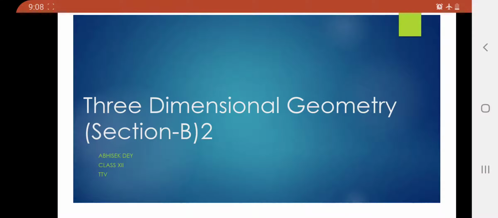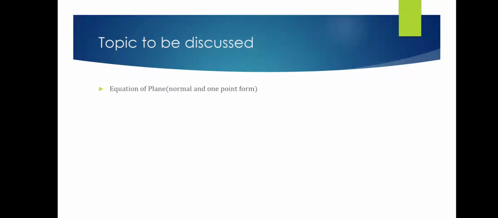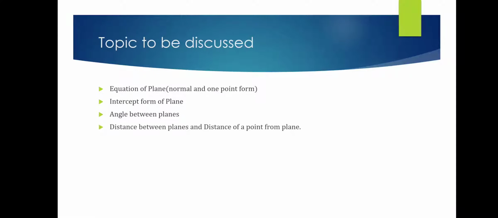Hello there. We start off with the second class of the chapter three-dimensional geometry. Now, in this class, we are going to discuss all about planes, and in detail, we are going to talk about the equation of plane, then the intercept form of plane, that is another form of equation of plane, then angle between two planes, and then distance from a point to a plane.